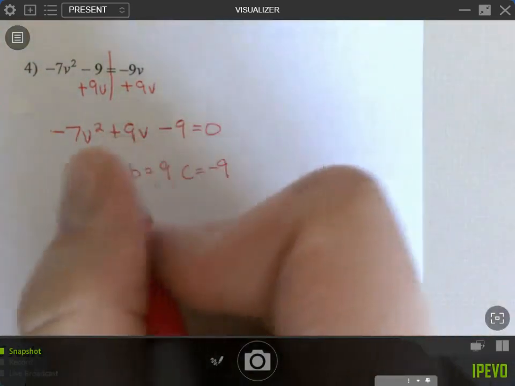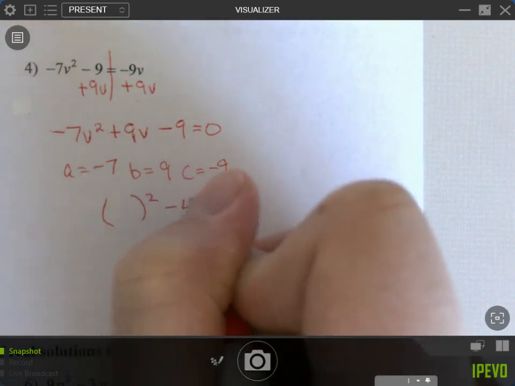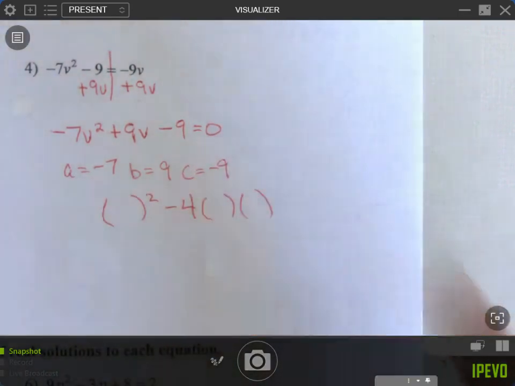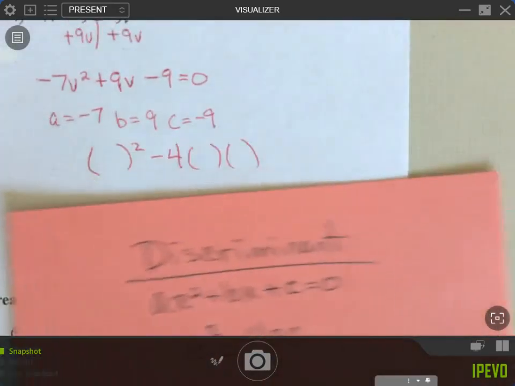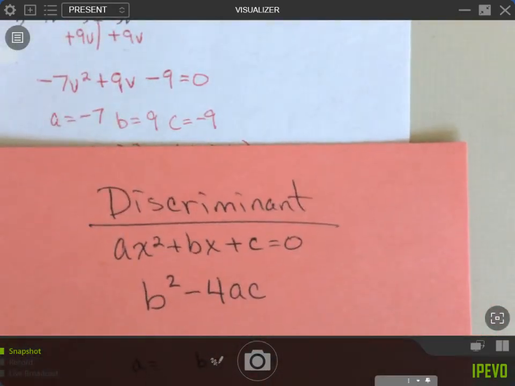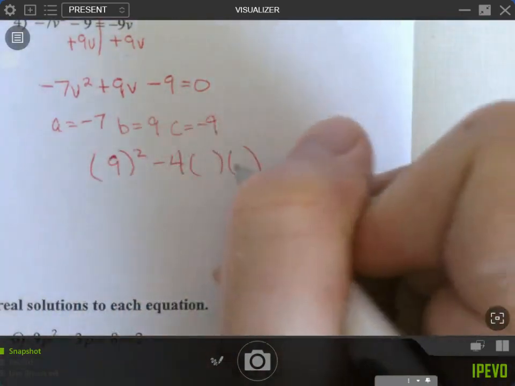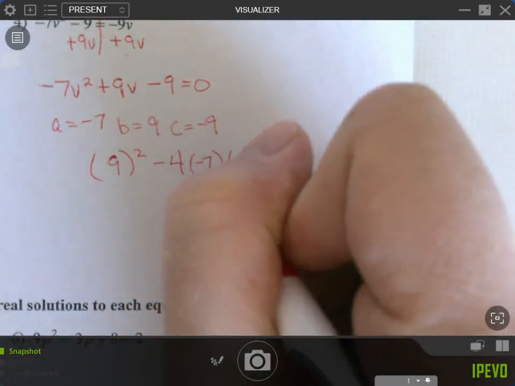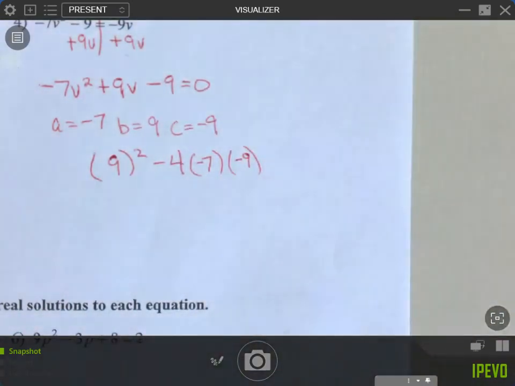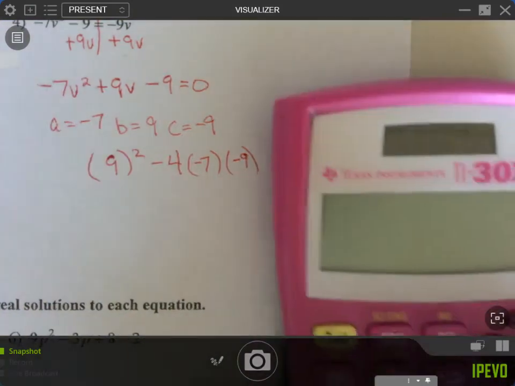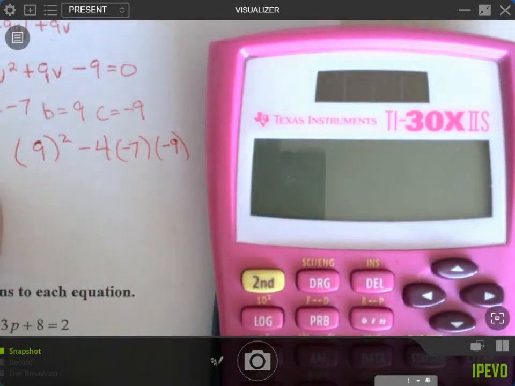Okay, now template your discriminant. It's b squared minus 4 times a times c. So even if I think I have it memorized, I'm just double checking that I had it right. And let's plug it in. B is positive 9 minus 4 times a is -7 times c is -9. All right, now next thing. I say we just type this whole thing in our calculator using our parentheses.